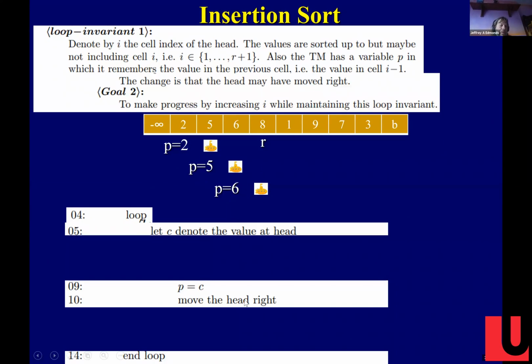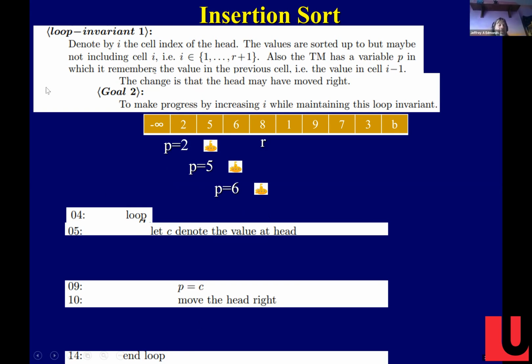What we're going to do is move the head right. When the head moves right, P needs to remember the previous value. So before we move the head right, we save the current value in P, so that when we move right, P has the previous value. Everybody follow that? This code is pretty straightforward.